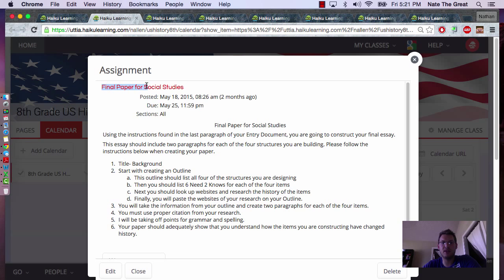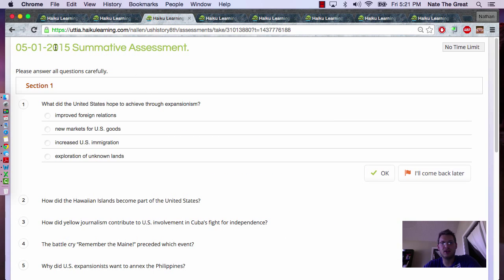This is a paper that they were working on as a final paper. In it, it gives them instructions on what's needed, how to write it, and what information should be included in that. We also look and see right here, this is an example of one of the quizzes that they could take. Most of these were given in class.